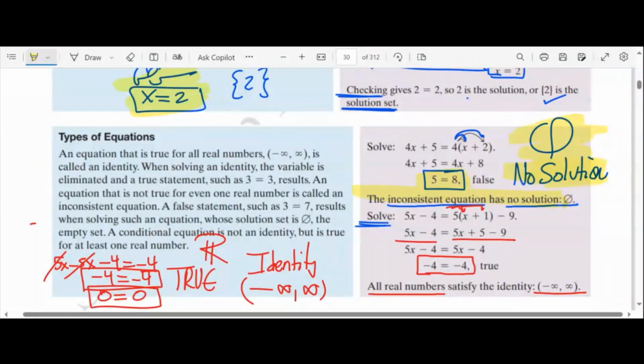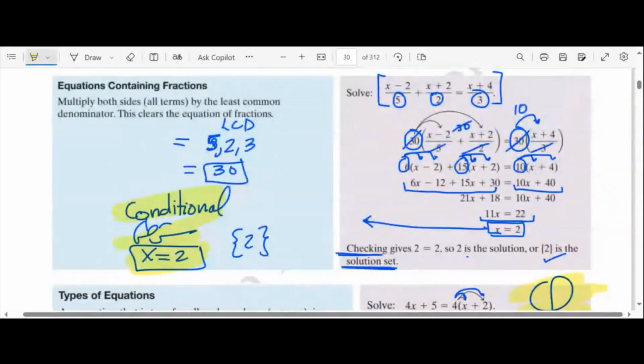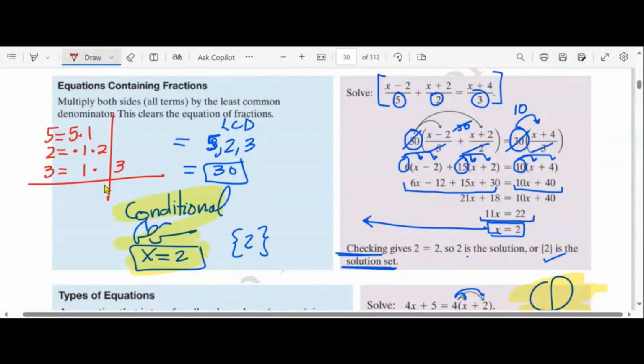I have one question. If you move up a little, the 30, I don't understand how we got it, or why we choose it, the 30. 5 equal what? 5 times 1, right? 2 equal what? 2 times 1. And 3 equal what? 3 times 1. Okay?